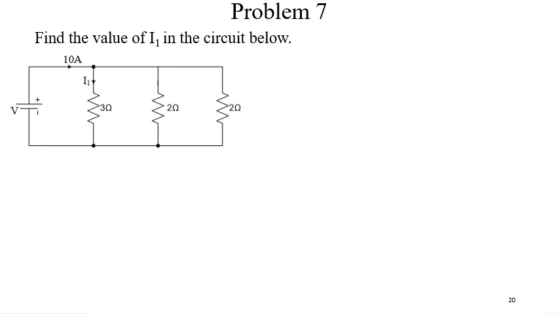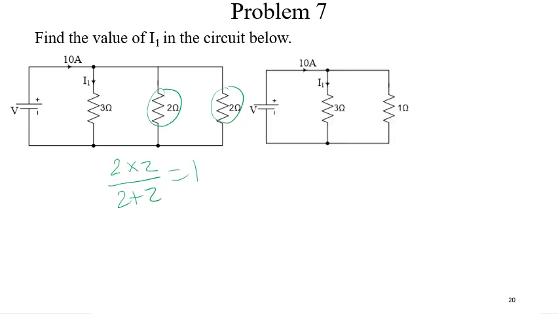So what do we realize? We realize that these two and these two are in parallel, so we can easily resolve them: 2 times 2 all over 2 plus 2, which is equal to 1. Then we redraw our circuit. We see that the 3 ohm is now our R1 and the 1 ohm is now our R2, and they said we should find I1.